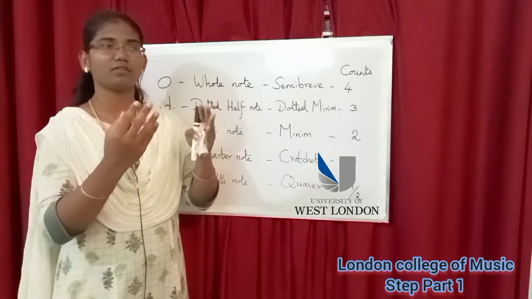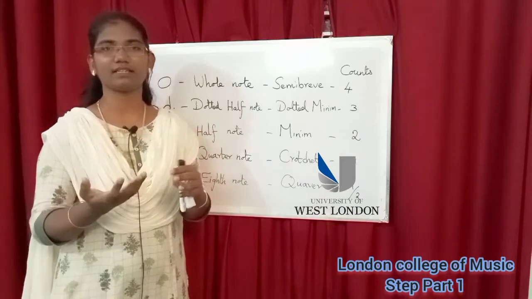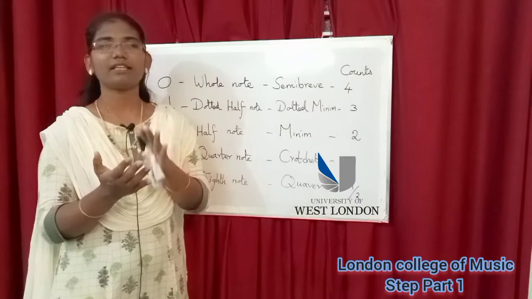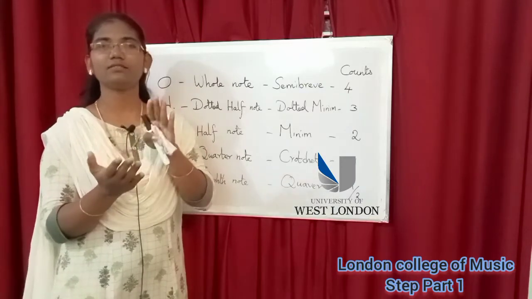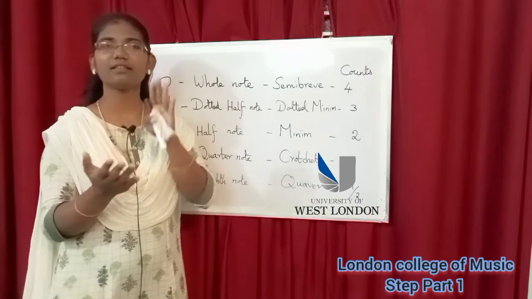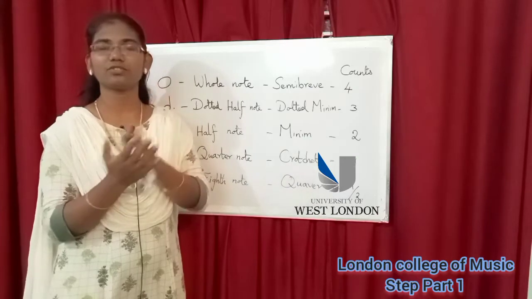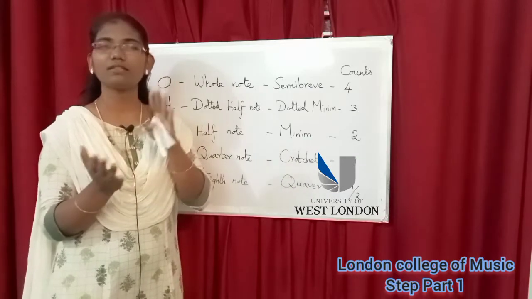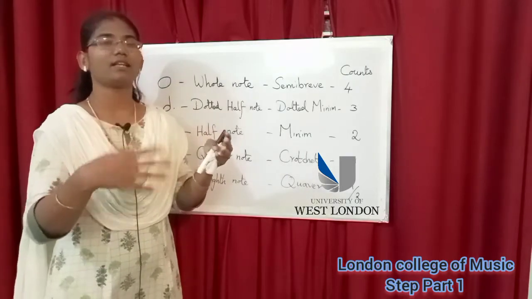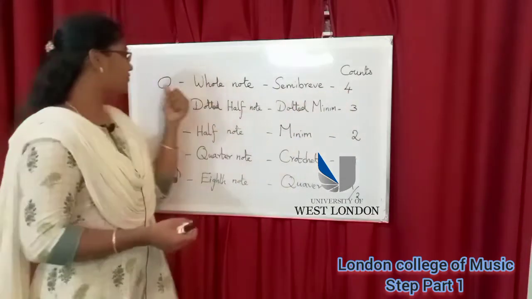So imagine Twinkle Twinkle Little Star. If we clap for that song, we will do it like this. 1, 2, 3, 4. Twinkle twinkle little star. 1, 2, 3, 4. 1, 2, 3, 4. So the 4 counts come repeatedly.